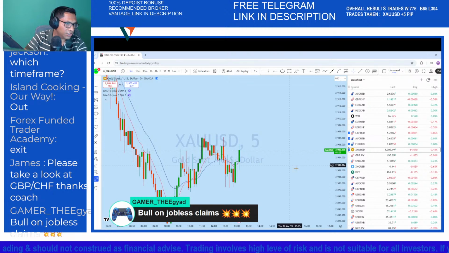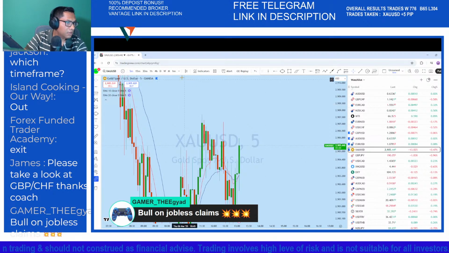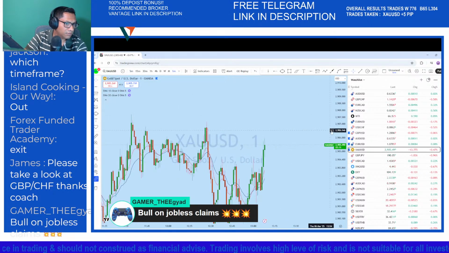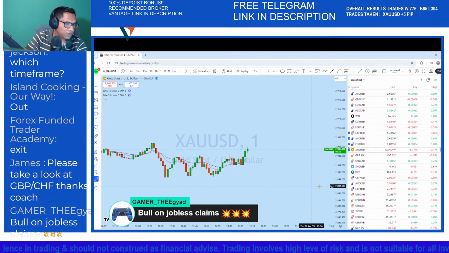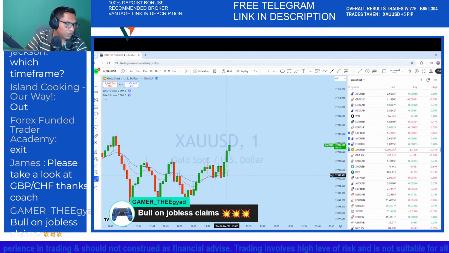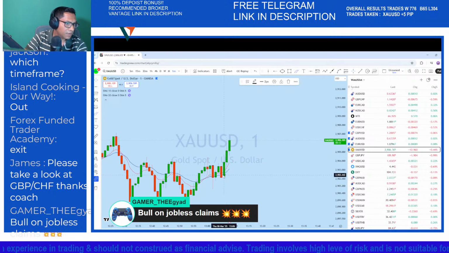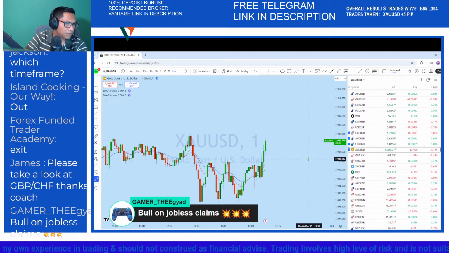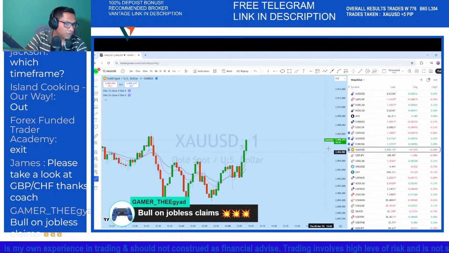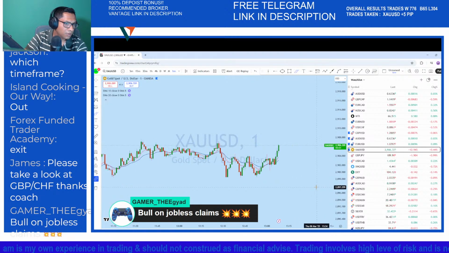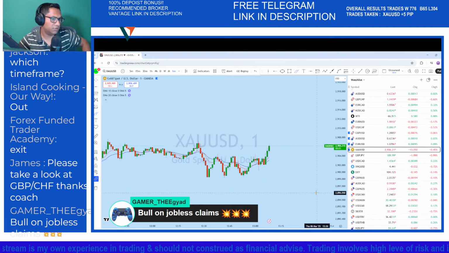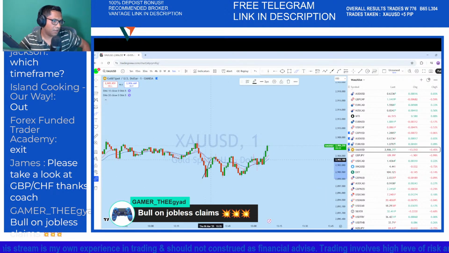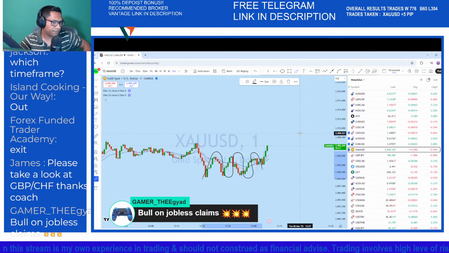Okay, so there is a doji here, and with this doji you can see that this is a breakout. This is an organized breakout. Here you can see that there is a sideways movement.